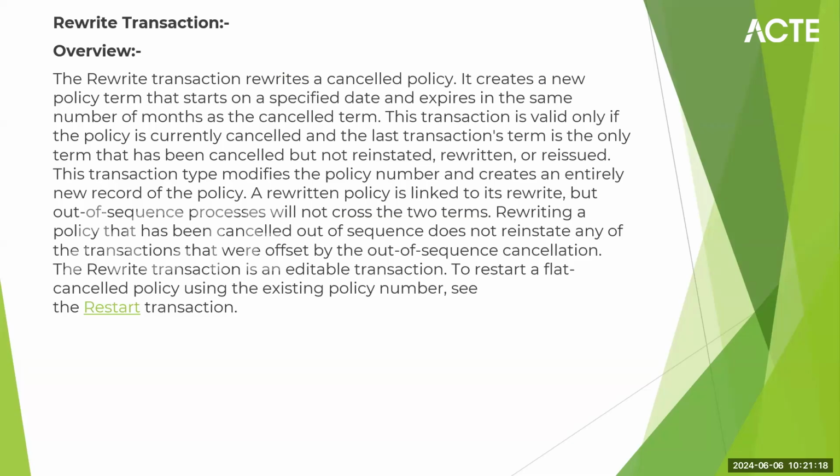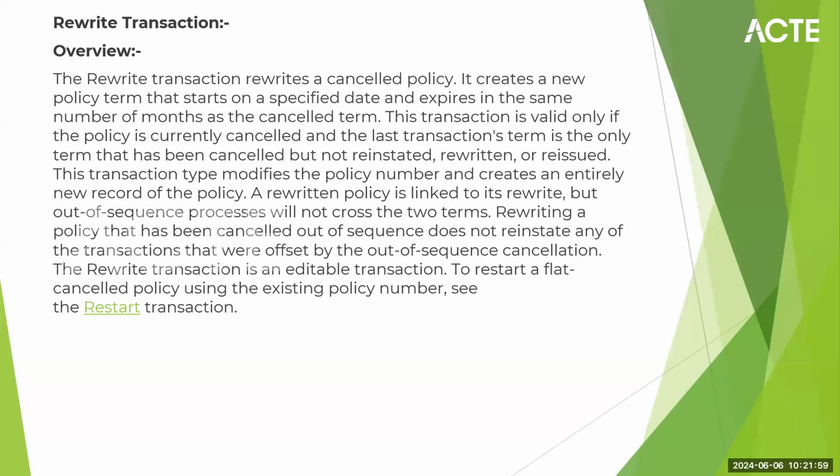Rewrite transaction. The rewrite transaction rewrites the cancelled policy. The user can perform this transaction only when the user has done the cancellation transaction. Later on, you can perform the rewrite transaction. Whatever cancelled policy you have done, the rewrite transaction will rewrite the entire policy. That means if you want to give new details, you can give. It creates a new policy term that starts on a specific date and expires in the same number of months as the cancelled term.